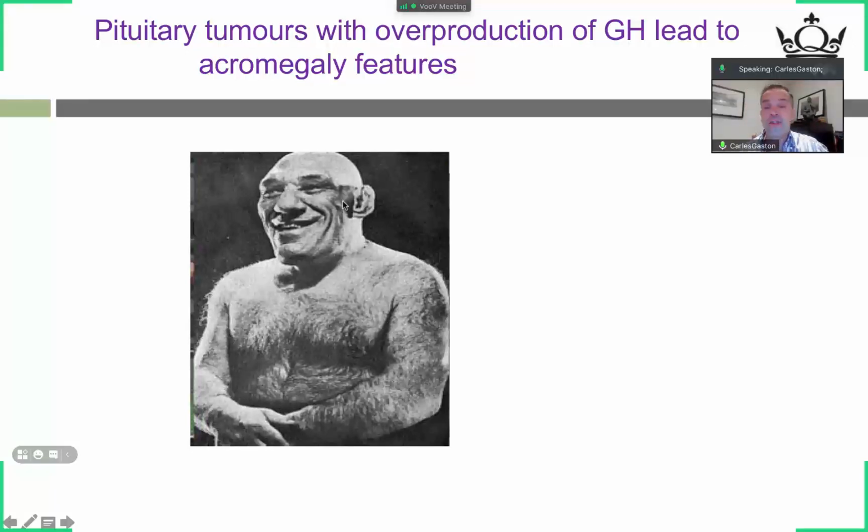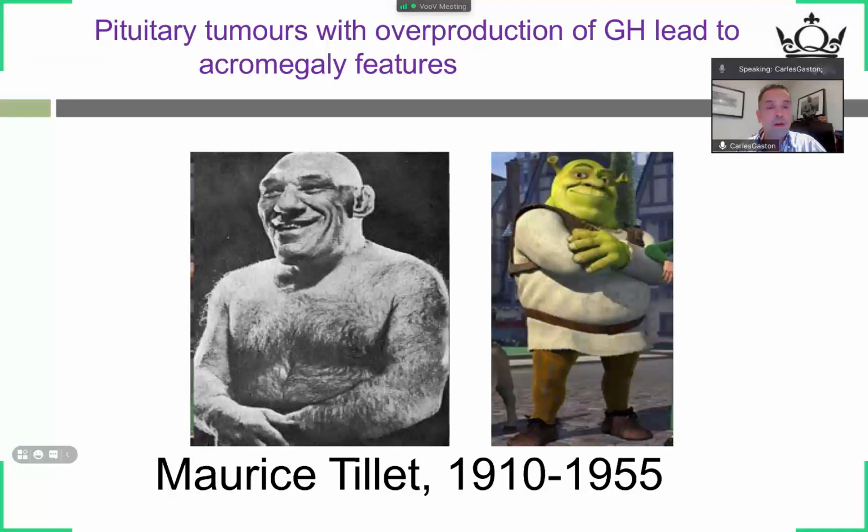And this person became very famous. The reason is because from this person there was the character of the drawing of Shrek. Can you see? The big hands, big mandible, big nose. And it actually is a real person that lived from 1910 to 1955. His name is Maurice Tillet, and he had acromegaly.